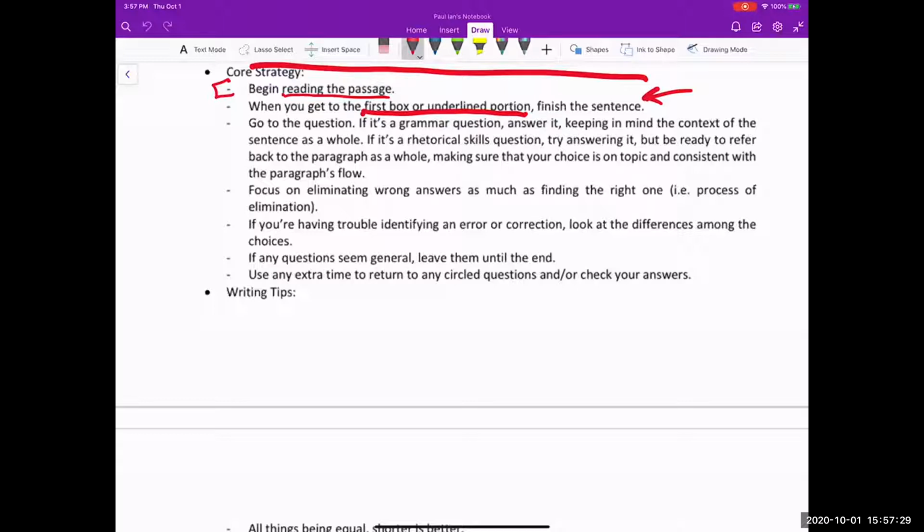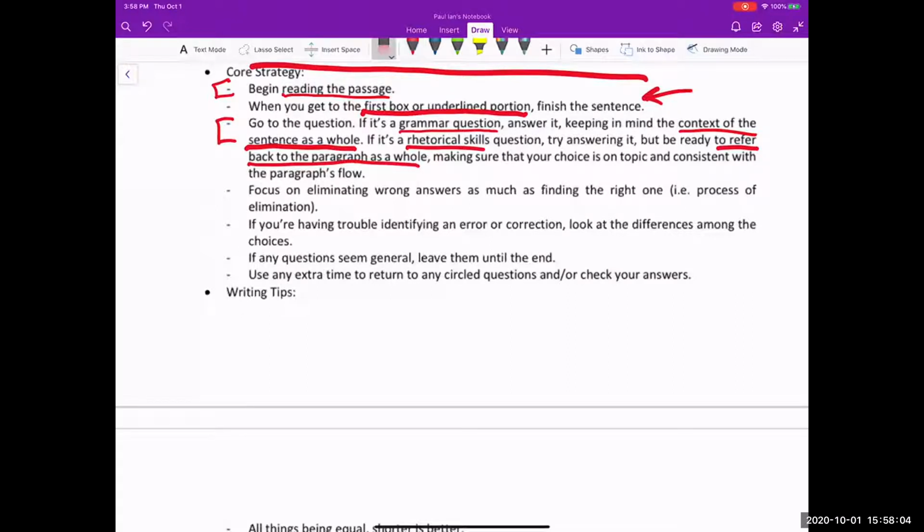Sometimes they'll ask, should I replace this word? Should I replace this phrase? That's one thing I would do. If you have a grammar question, it's just the context of the sentence, not the whole passage. If you have a rhetorical question, this is a harder one. You need to refer back to the paragraph as a whole.